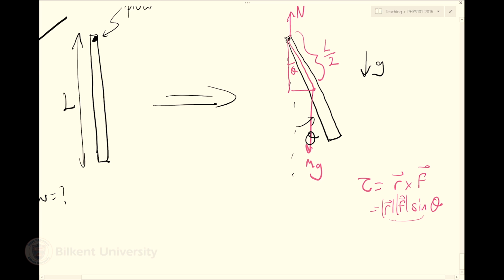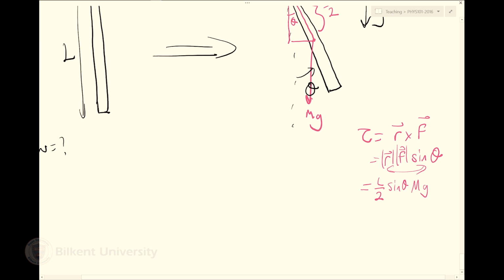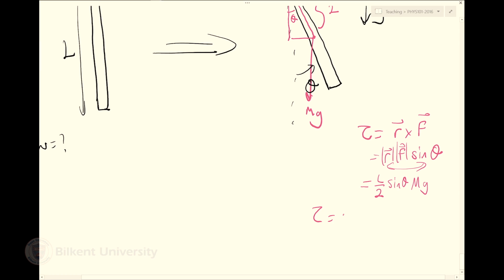R sine theta is, well, L over 2 sine theta, right? F is mg. So torque is mgL over 2 sine theta.